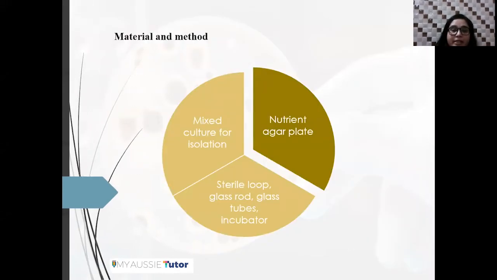So what are the materials and methods that we are going to use to perform these tests? Firstly, a mixed culture. Secondly, a nutrient agar plate. Nutrient agar is a basic medium where all of the bacteria can grow at a basic level, and from that culture the further growth can proceed, and further tests can be performed to isolate the bacteria. This process will include various methods and instruments like sterile loops, glass rod, glass tubes, as well as an incubator. An incubator is a system where we can incubate all the plates which are streaked with the microorganisms and will allow a specific temperature for the specific growth of the microorganism. So these all are the materials we are going to use to perform the test.